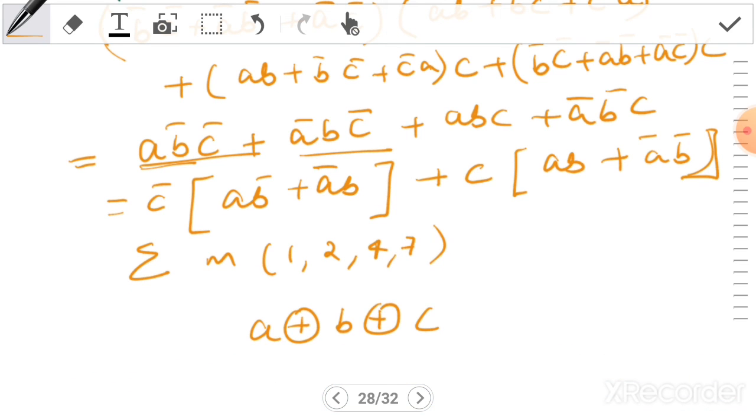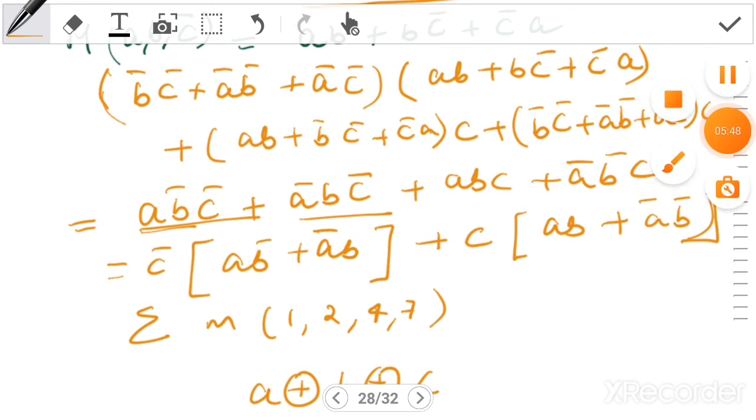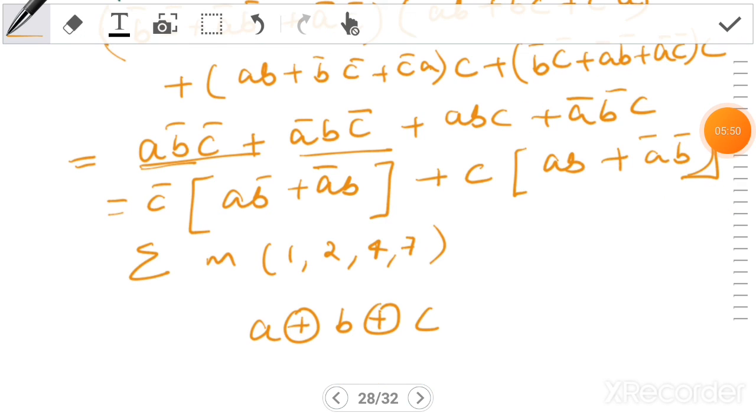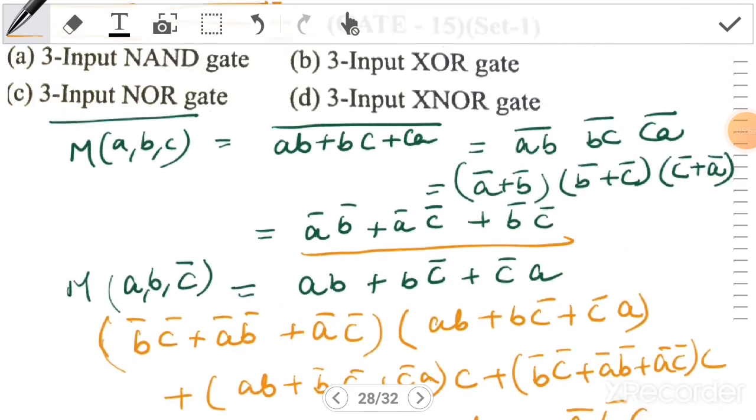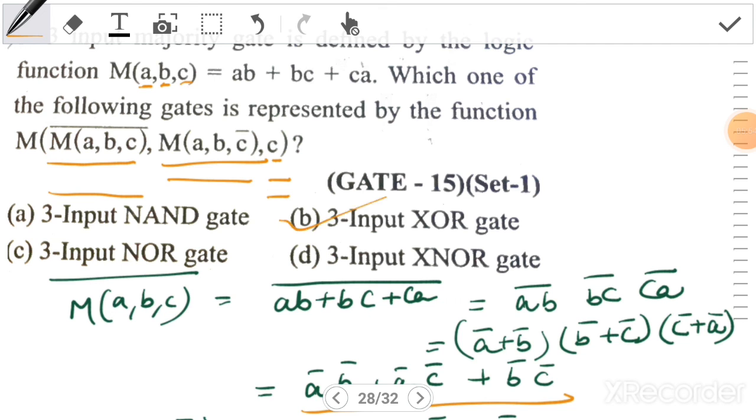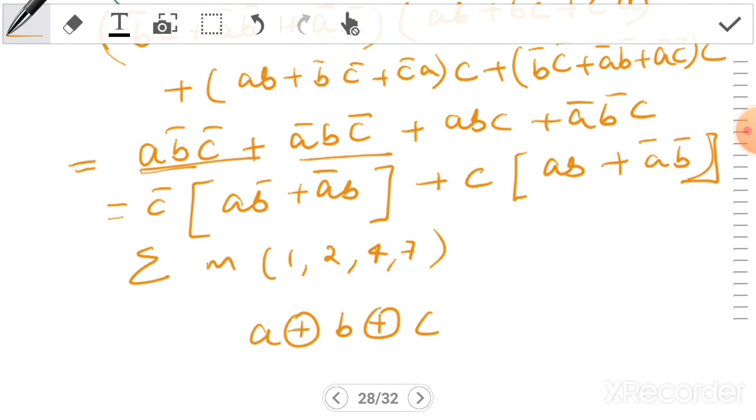So that means this is a 3 input XOR gate. So B is the answer.